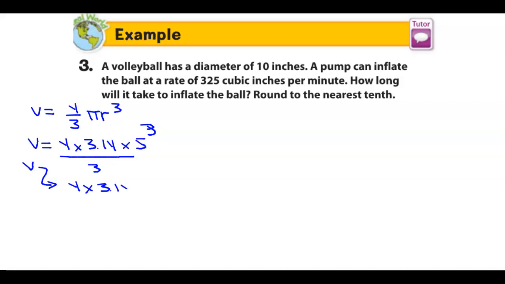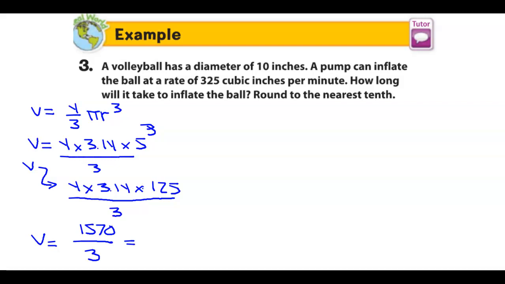Now, if you haven't figured this out, it's always 4 times 3.14, right, you guys? So you can do that first in your calculator and then multiply that times 5 to the 3rd power, which is going to be 125. And after we do that, then we're just going to divide by 3. So I'm going to multiply straight across, 4 times 3.14 times 125. That's going to give me 1570. And then I'm going to divide that by 3.